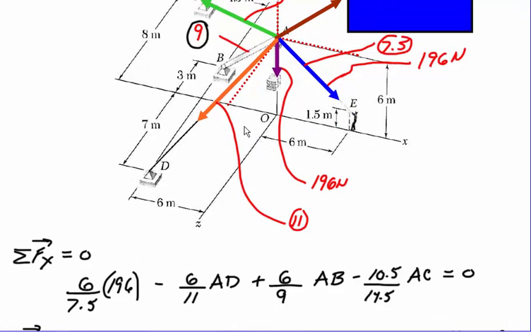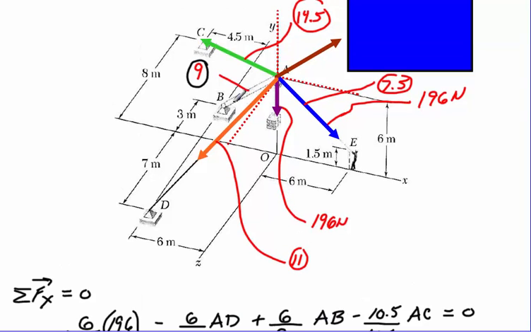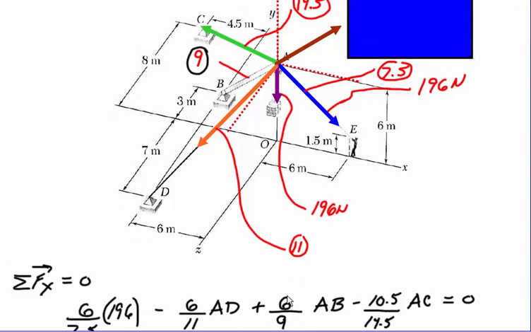I come to AD. My AD vector here is going 6 in the negative direction, so I make it negative 6. I divide it by the length of 11, and I multiply it by AD. I do the same thing for AB. The AB vector is this way, coming out this way, so it's going to have a positive x value. From here to here is 6, so I take 6, divide it by the length, which we said was 9, and multiply it by AB. I come to this one, and it's going in the negative direction.